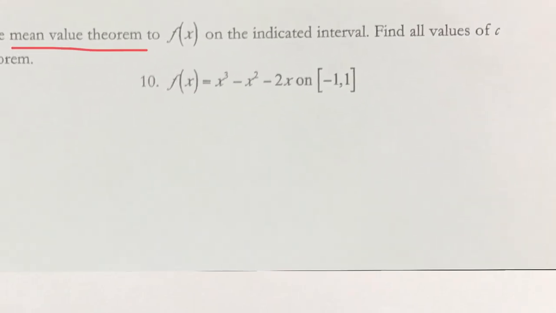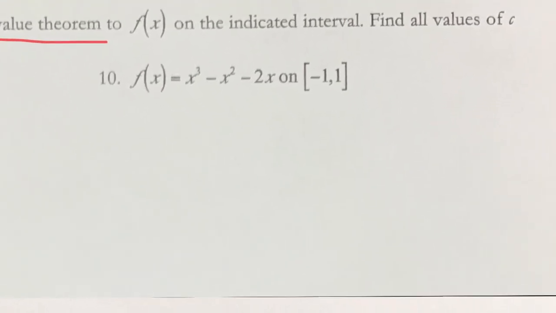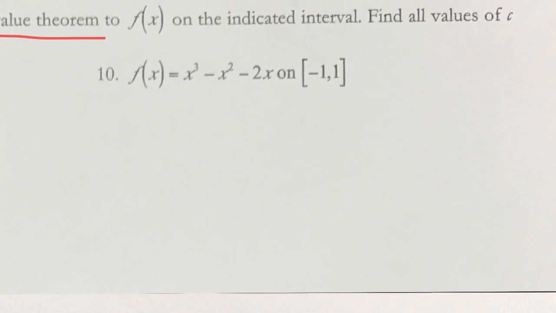So let's start with number 10. It looks much more interesting. On -1 to +1, well, it is a cubic, which means it's continuous. Okay? And because it's a cubic, it's going to be differentiable on all of your values, right? There's no cusps on a cubic. There's no vertical tangent lines on a cubic. So the two stipulations of the mean value theorem are true.